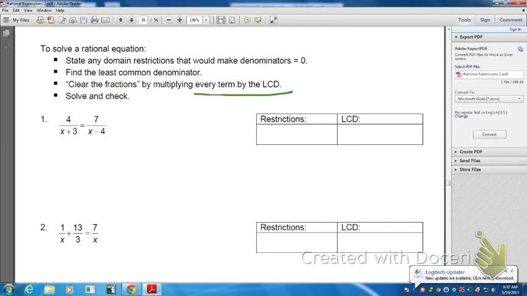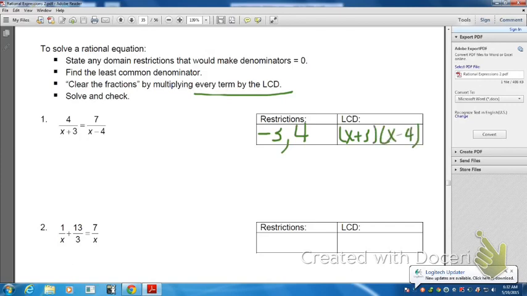So let's take a look at our first one. We have 4 over x plus 3 equals 7 over x minus 4. So if we look at the denominators, we see an x plus 3, we know that that would go to 0 when x equals negative 3. And x minus 4, we know that that would go to 0 when x is positive 4. Then the next thing we're going to look at is the least common denominator. We will need to have the x plus 3. We will also need the x minus 4.